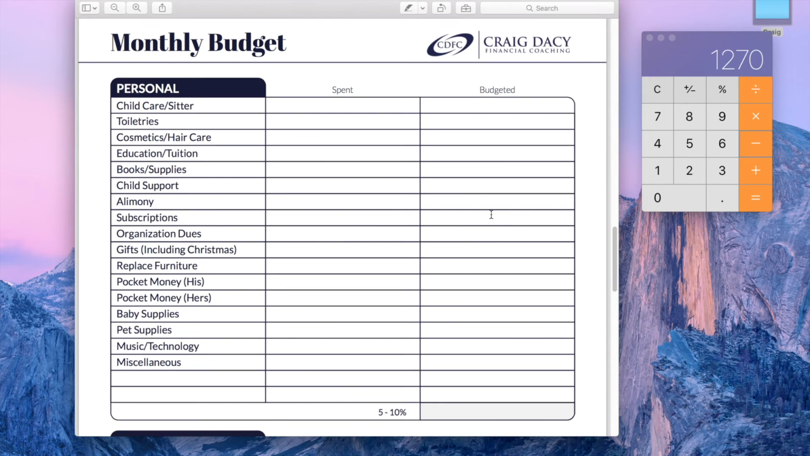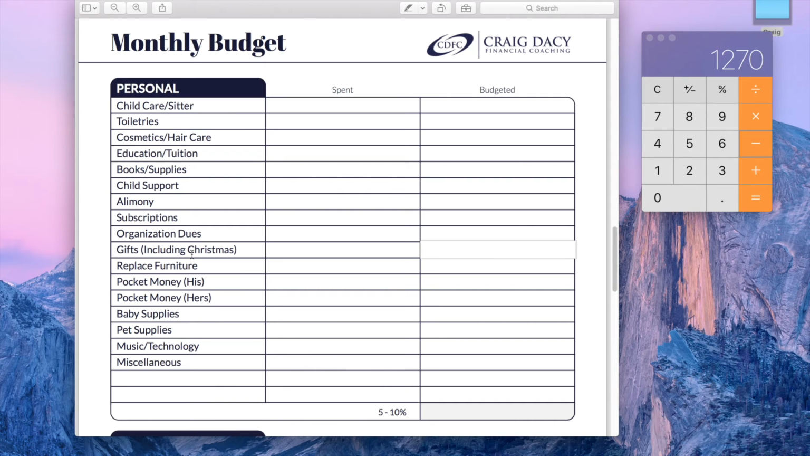All right, the personal category has a lot of different things inside of here that may or may not pertain to you. I'm going to touch on a few of them. So if you have childcare, make sure you put that in there. Now, the ones I really want to look at are gifts. Birthdays are big ones. Every month is different. So sit down. If you're budgeting for May, sit down and think, who do I know that has a birthday in May that I need to buy a gift for? And let's put that into the budget.